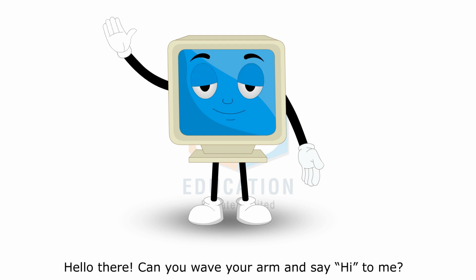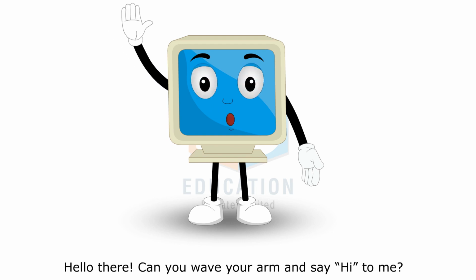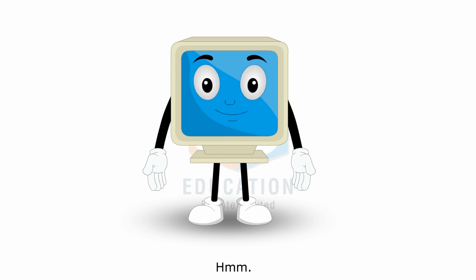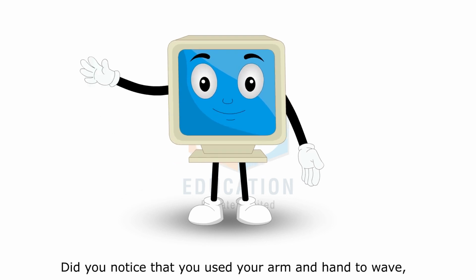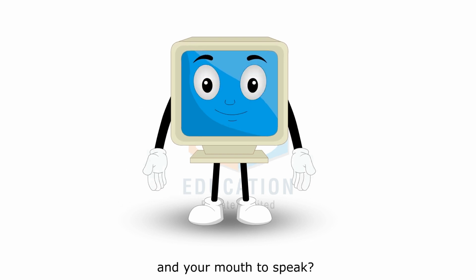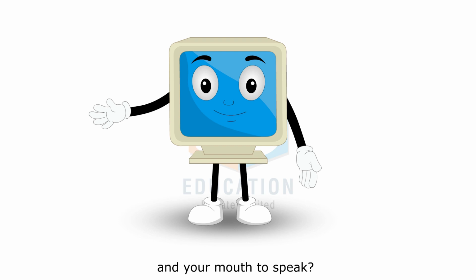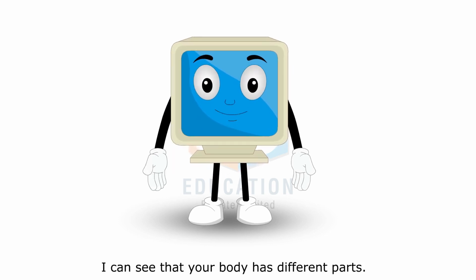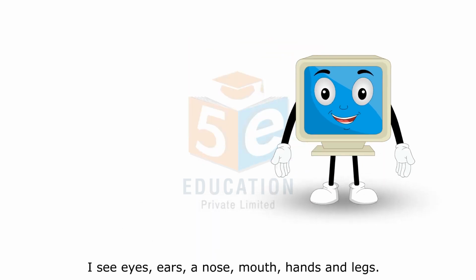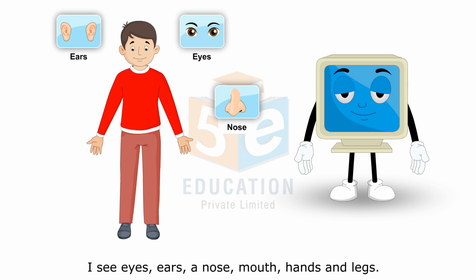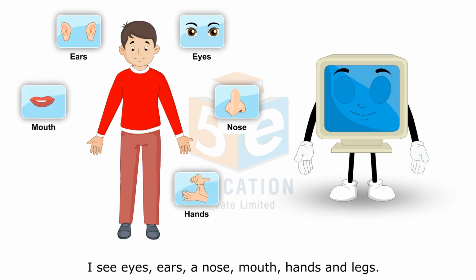Hello there. Can you wave your arm and say hi to me? Did you notice that you used your arm and hand to wave and your mouth to speak? I can see that your body has different parts. I see eyes, ears, a nose, mouth, hands and legs.